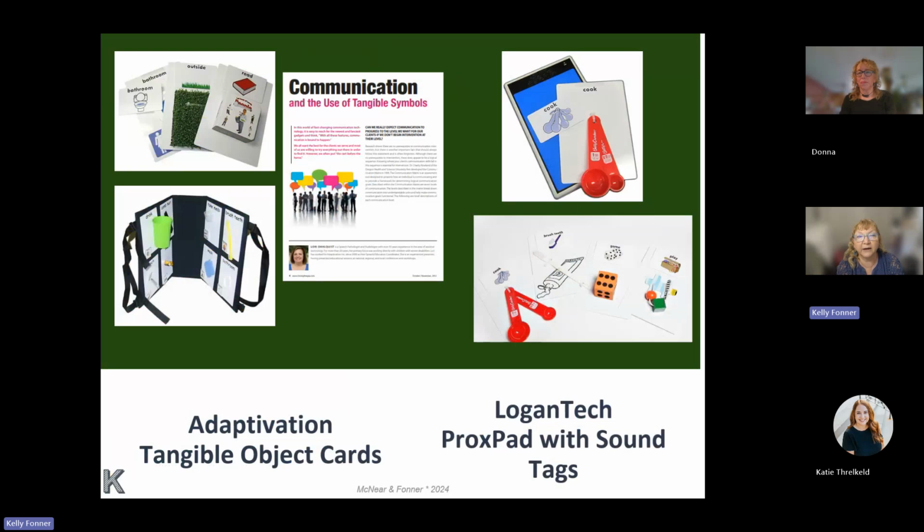So you'll see growing libraries from Adaptivation, and then Logan Tech taking those and adding the electronic speech output to them. There's also a nice article from Lori Dahlquist, who's a speech language pathologist who works with Adaptivation, about her use of tangible symbols expressively for communication.